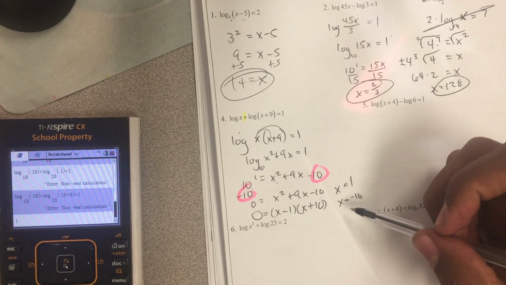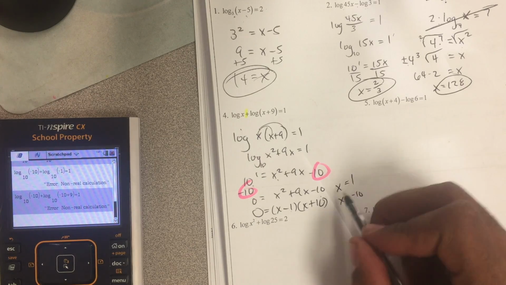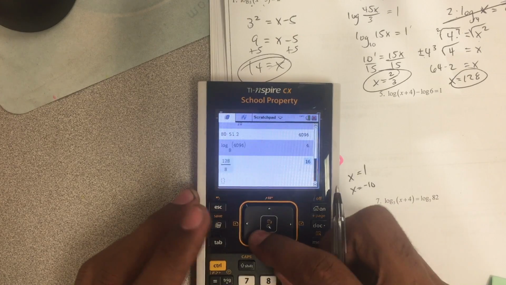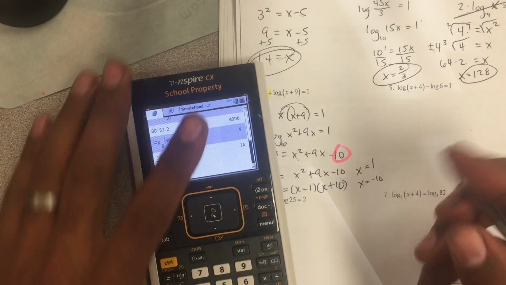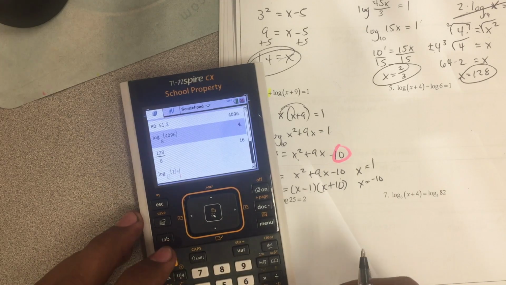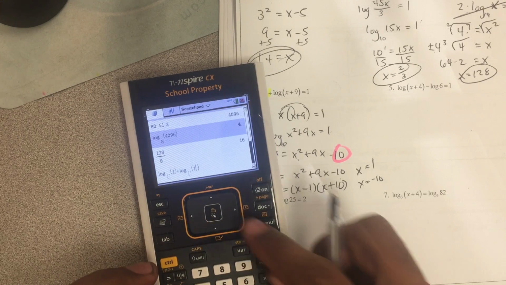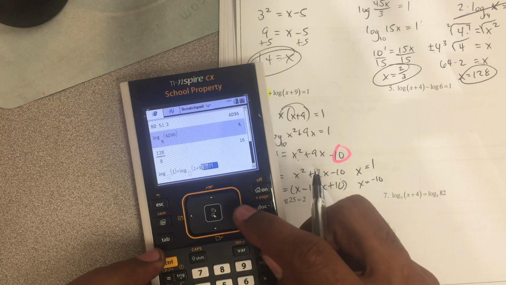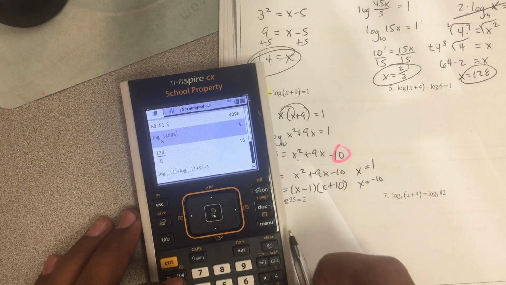Now you might be thinking, well, wait a minute, when we did rationals and radicals, we always had to check our answer. Well, guess what? It's the same thing here. We need to plug both these values back in and check that. So I'm going to pull up my calculator here and just make sure that we're good. So I'm going to go ahead and plug that 1 in there. So we're going to have log base 10 of 1 plus log base 10 of 1 plus 9, and I'm going to set that all equal to 1. Okay, that's true.